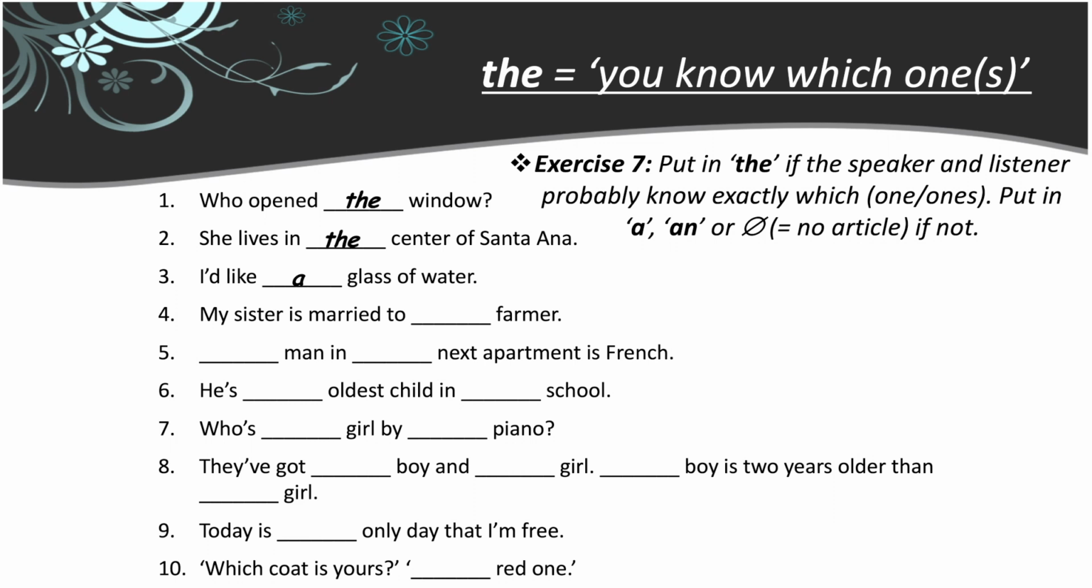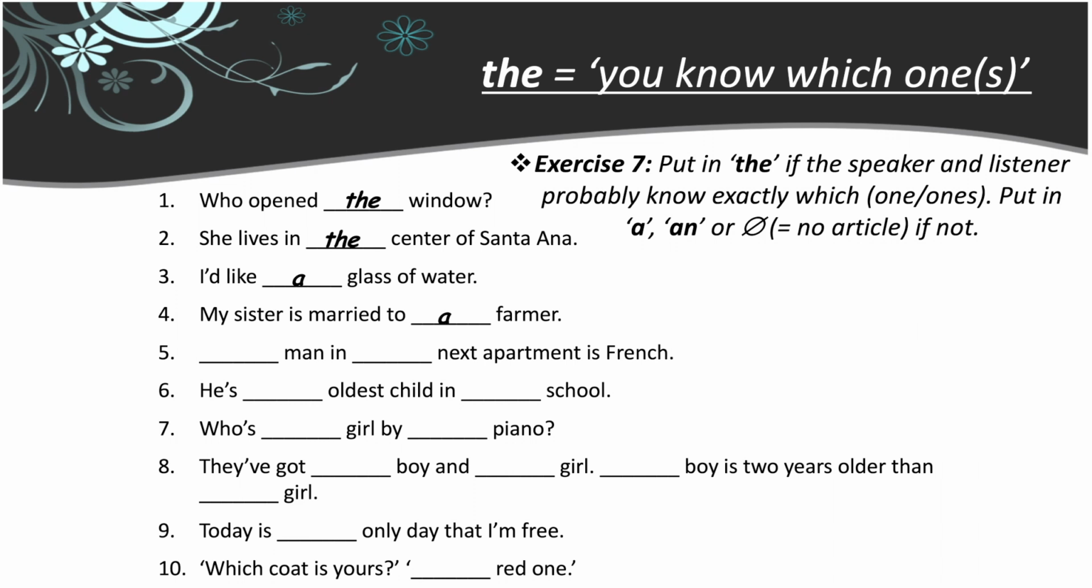Number 4, "my sister is married to a farmer." Okay, this one might be confusing. I do know which farmer my sister's married to, but it doesn't seem like you do, not from this sentence. You need to use the when both the speaker and the listener know which one you're talking about.